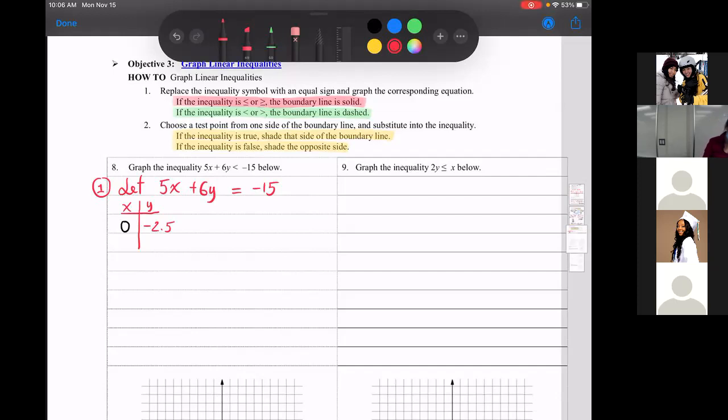Now pick another point. Maybe I'll pick 0 for y. Now y is gone. You can pick any point, Brooke, but usually I choose the intercept. It's easy. So what is that? -3. So we have 0, -2.5, and -3, 0.